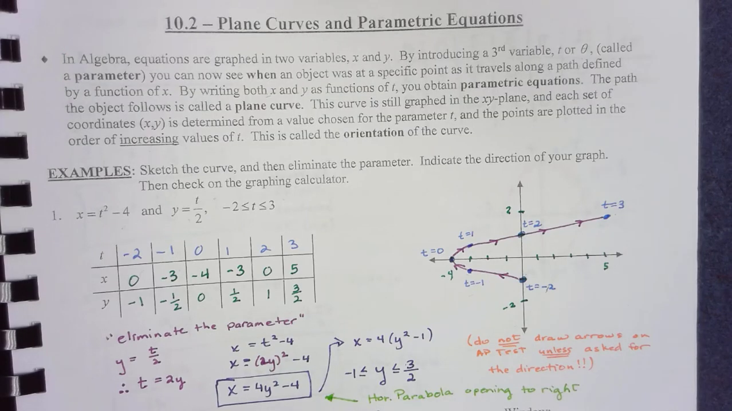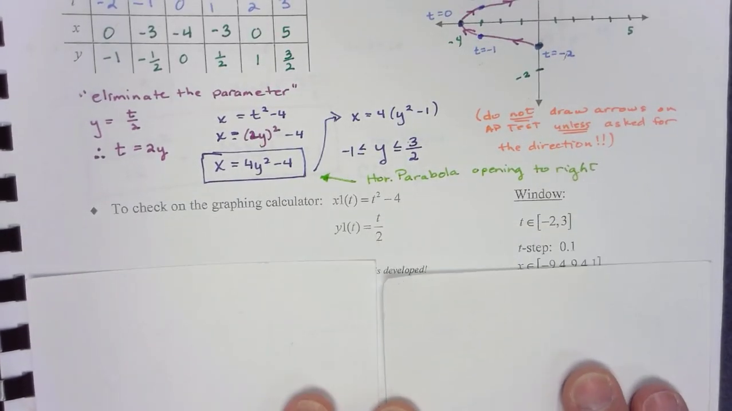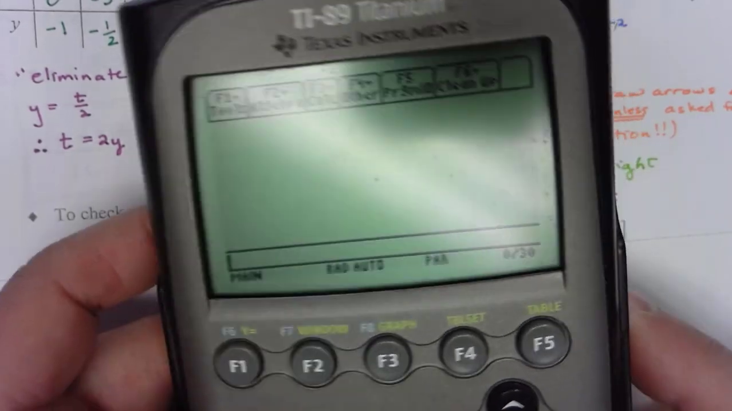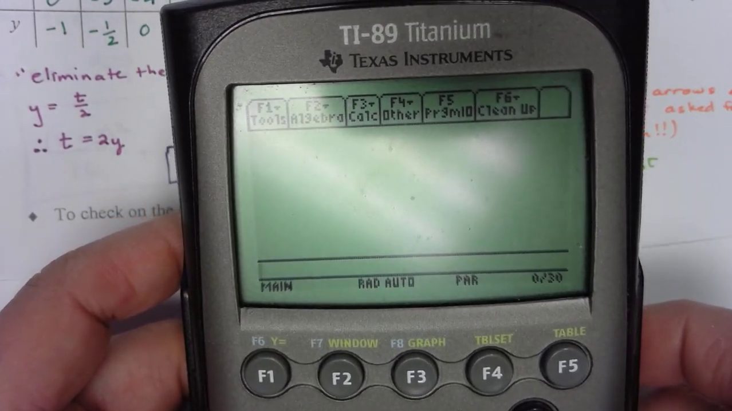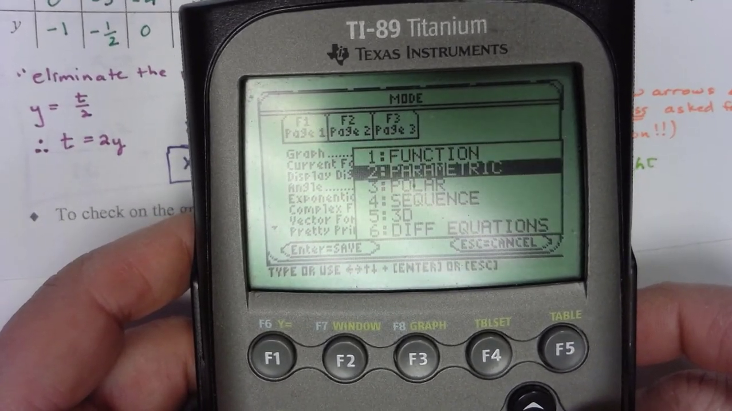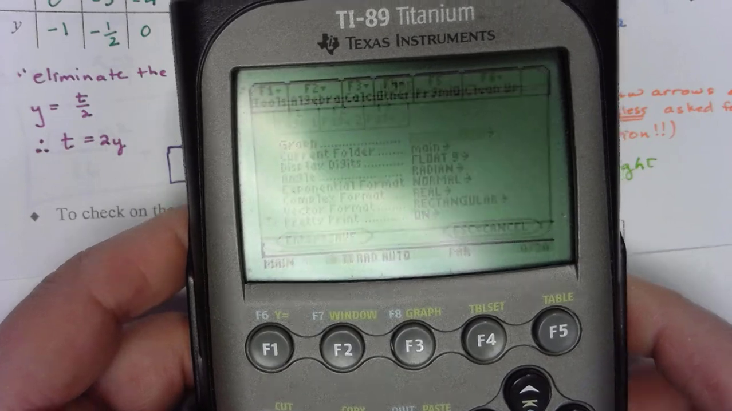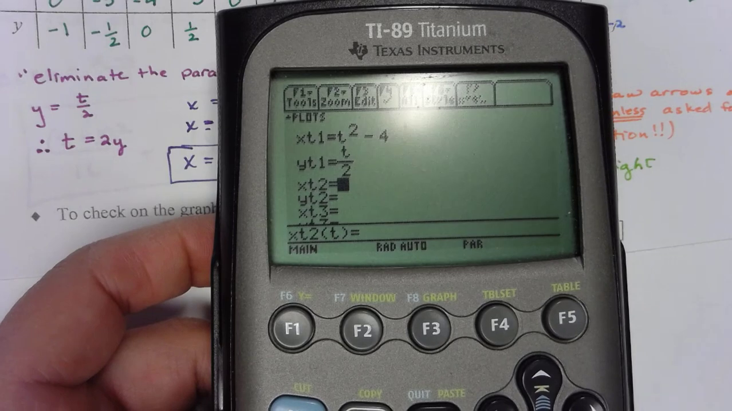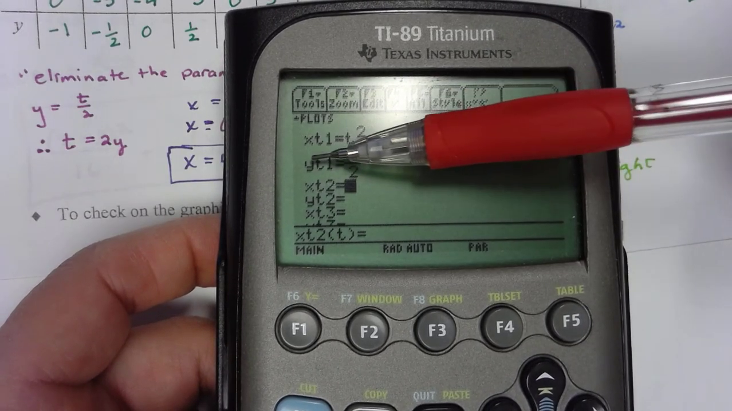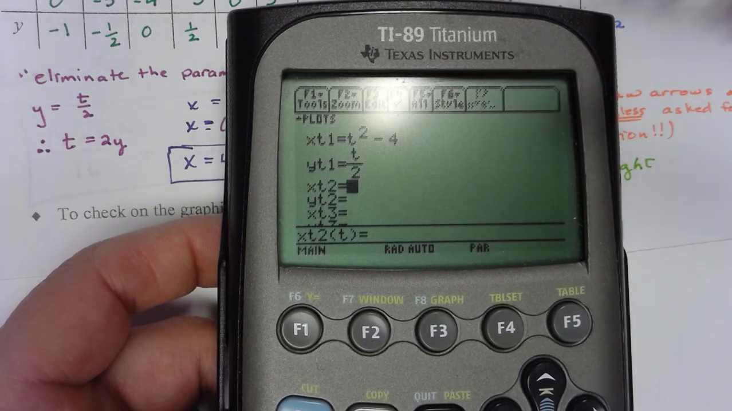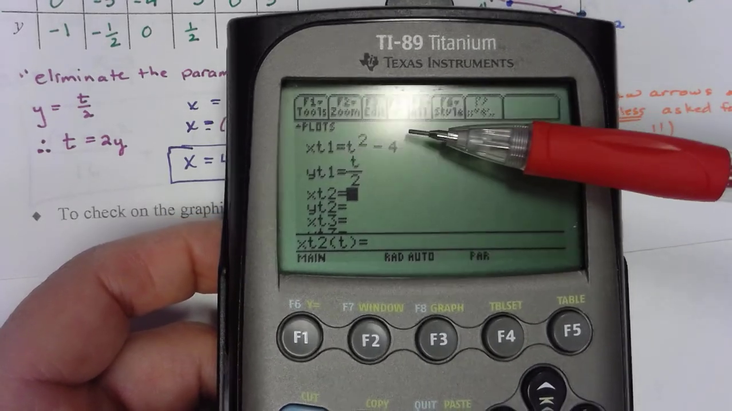I want to look at how this looks on the calculator. So on the calculator, we are going to do a couple of things. So the first thing we want to do is get our calculator in parametric mode. So go to mode and get it in the parametric version. Okay. And we're going to go to y equals. You'll notice that our display has changed. Now it says xt1, yt1. X as a function of t, y as a function of t. This is graph number 1. So go ahead and enter this in on your calculator.